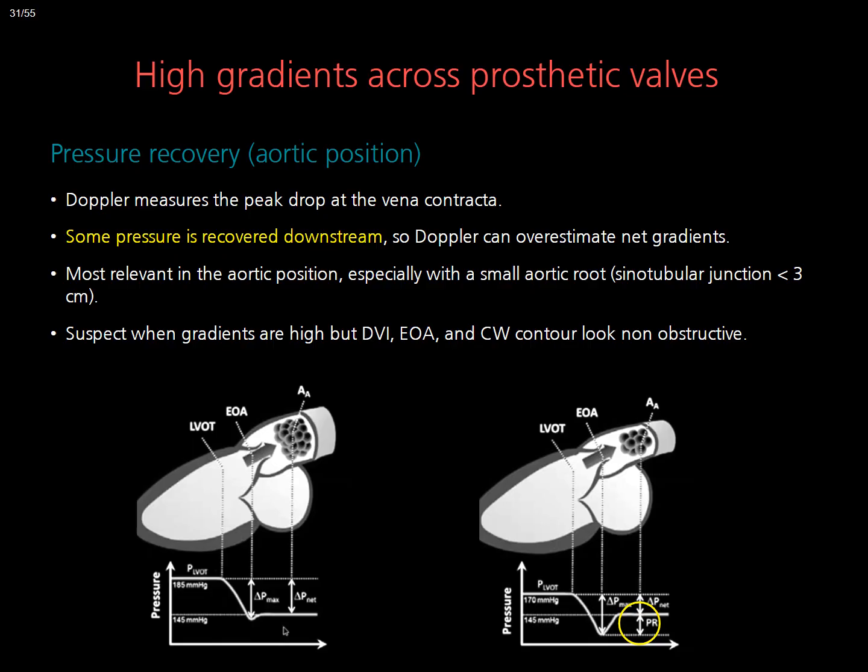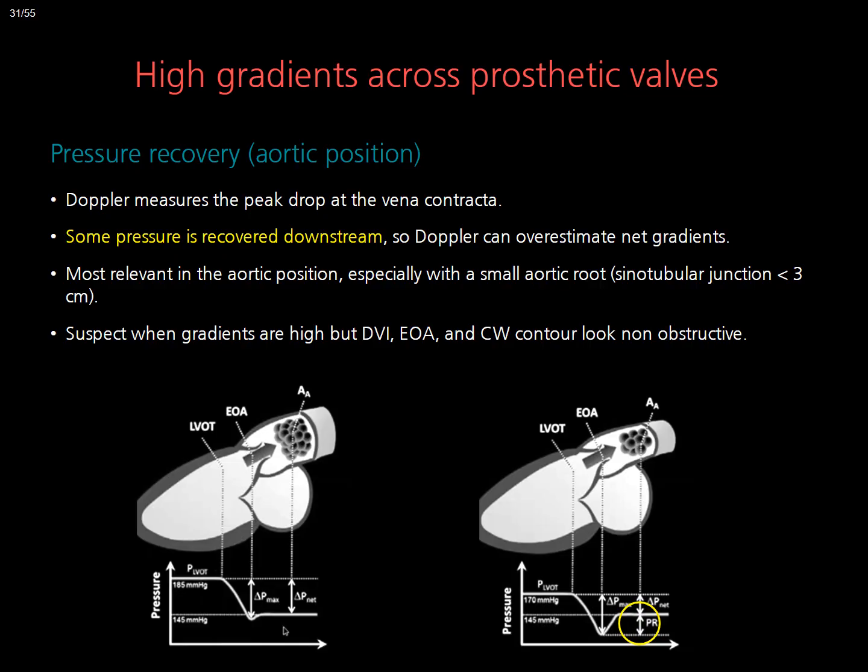Pressure recovery is one reason a prosthetic valve can look hemodynamically worse on Doppler than it truly is. Across the valve, the ventricle converts pressure into kinetic energy, and Doppler measures the peak pressure drop at the vena contracta. As flow expands into the ascending aorta, part of that kinetic energy is converted back into pressure. That means the net pressure drop downstream is smaller than the Doppler peak, so Doppler can overestimate gradients.